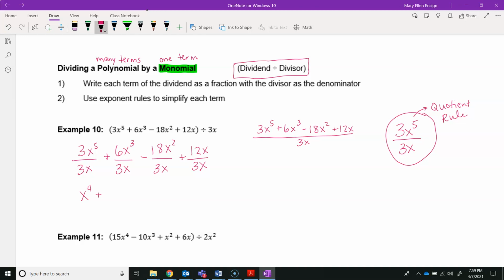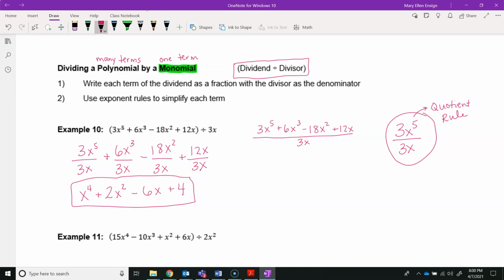Then I move on to the second fraction. 6 divided by 3 is 2. X cubed divided by x is x squared. 18 divided by 3 is 6, and it's negative, which I already had put in there. X squared divided by x, 2 minus 1 is 1, so it's just x. And finally, that last term is plus 4. When I look at this, none of these terms are like terms, so they can't be combined, and it is already in standard form, highest exponent down to lowest.